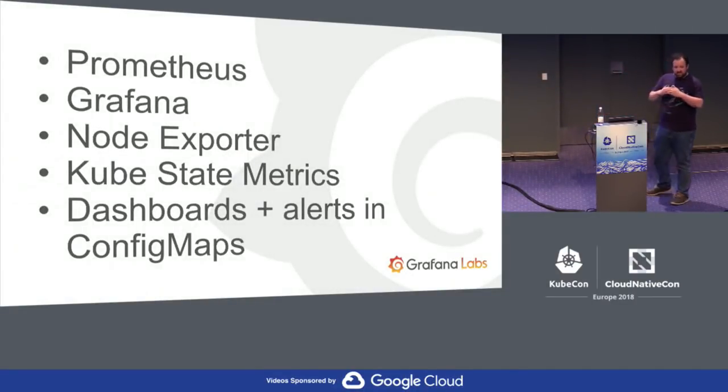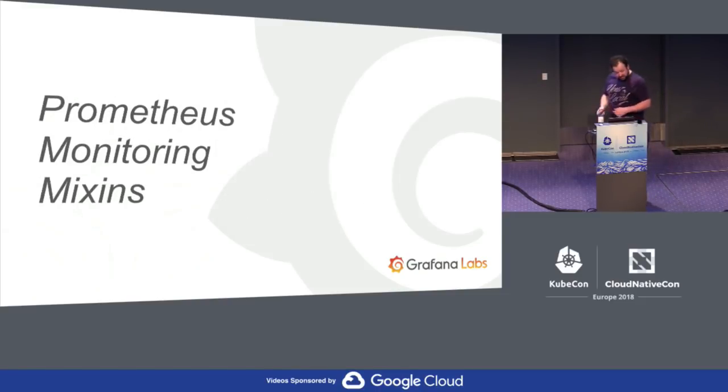But it effectively means there's a single layer, a single namespace, a single object domain for all of our configuration, and we can just add stuff in, and it becomes incredibly easy to manage. So that's Prometheus monitoring mixins.